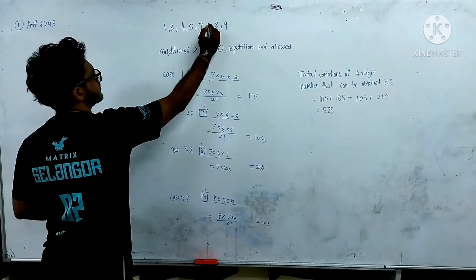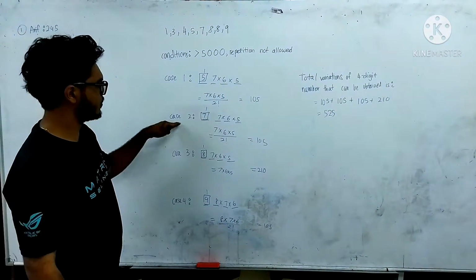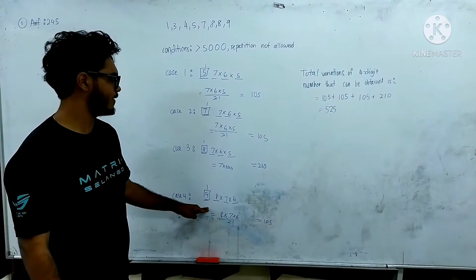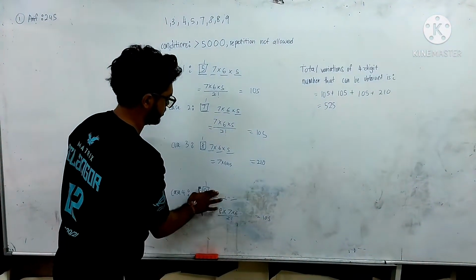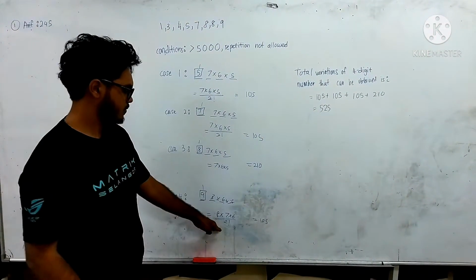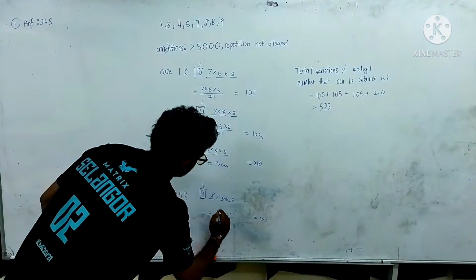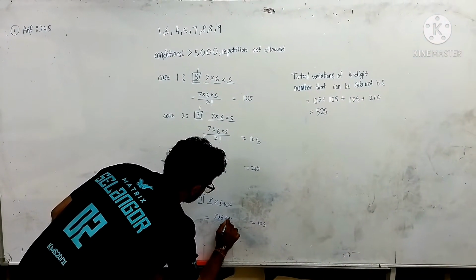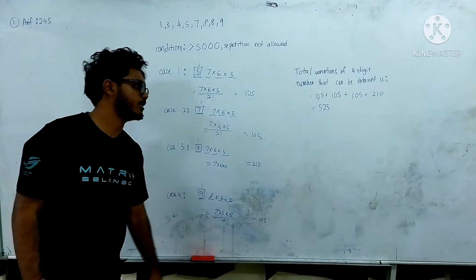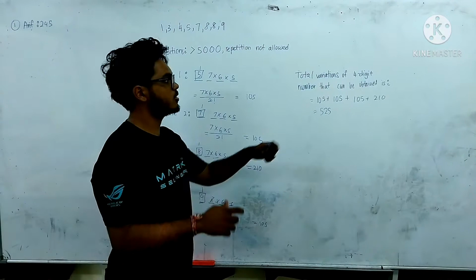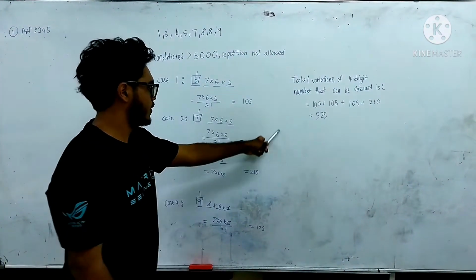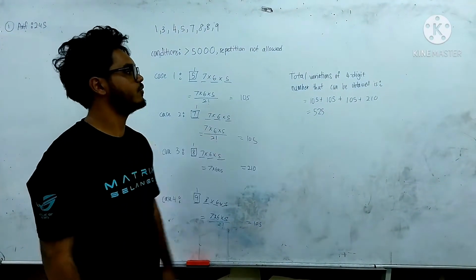For case 4, we are back to the normal case 1 and case 2 case, where 9 is chosen as the first digit. Therefore, 7 times 6 times 5. And this time you're going to divide it by 2 factorial because you have 8. And you're going to get 105. So finally, the total variations of 4-digit number that can be obtained by Arif is the total of these cases, which is 525.